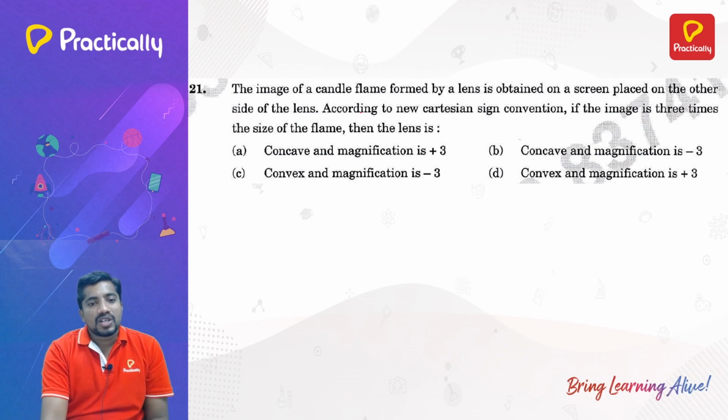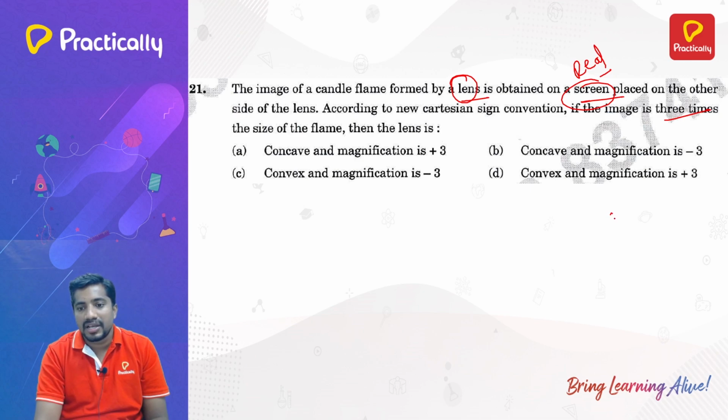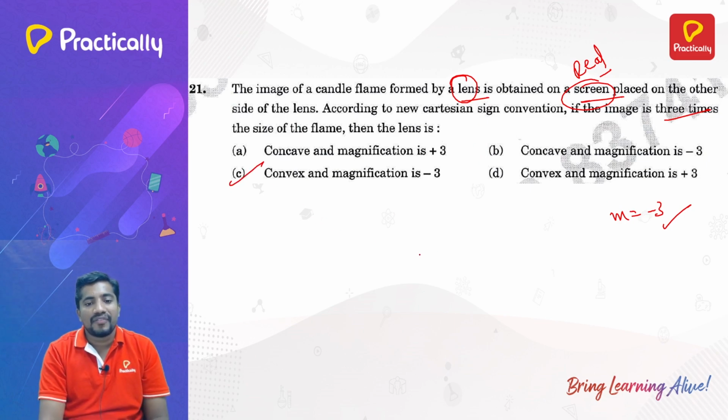21. Image of a candle flame formed by a lens is obtained on a screen. So here they are saying this is a lens, and the image is obtained on the screen. Screen means a real image is formed, that is clear. On the other side of the lens, according to the new Cartesian sign convention, the image is 3 times the size of the flame. So the image is magnified, children, and it is a real image. Magnification will be -3. For real images, magnification will be negative. And only the convex lens can produce real images. So the option will be convex lens with magnification -3. Question 21, option C.